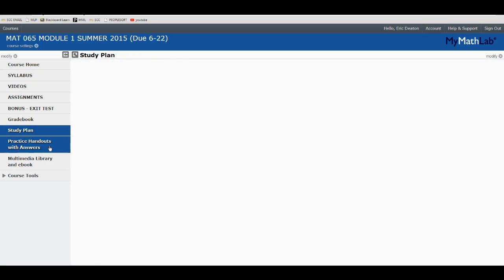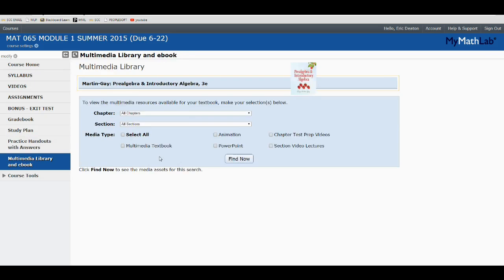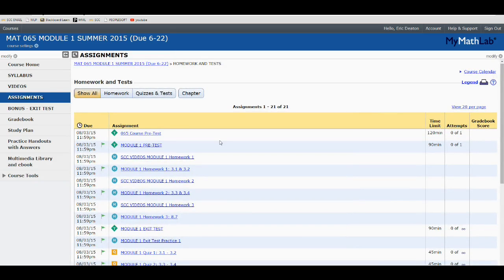Study plans are where you can practice. Handouts is also where you can do some additional practice. The multimedia library and ebook is where you can find your textbook. If you were to click on multimedia textbook and click on find now, the textbook would open up. There are some additional resources that you may want to look at. But the most important thing is the assignments folder. So let's look at it.